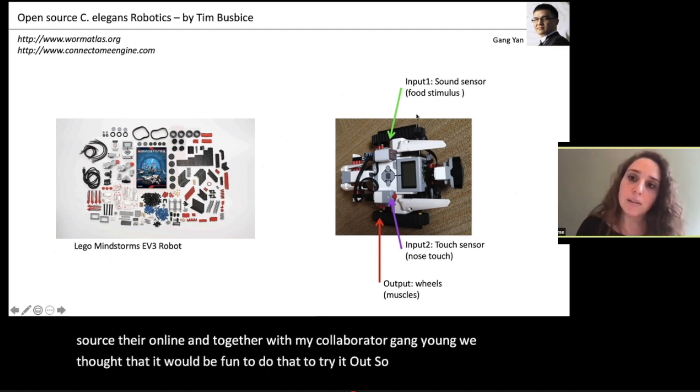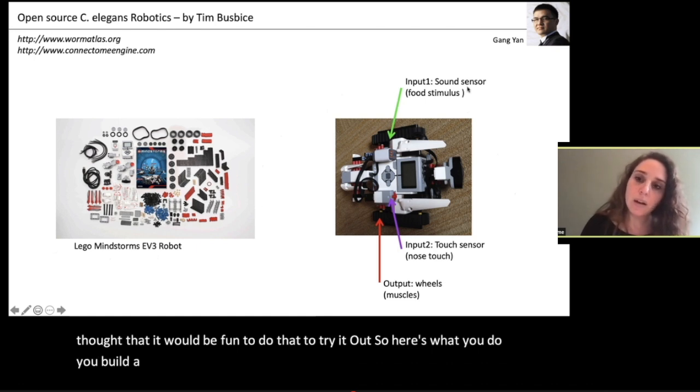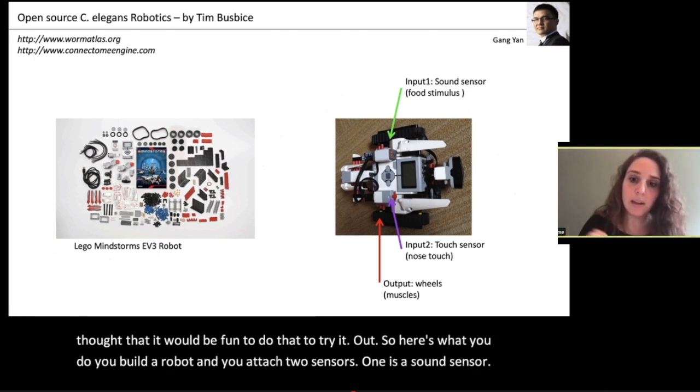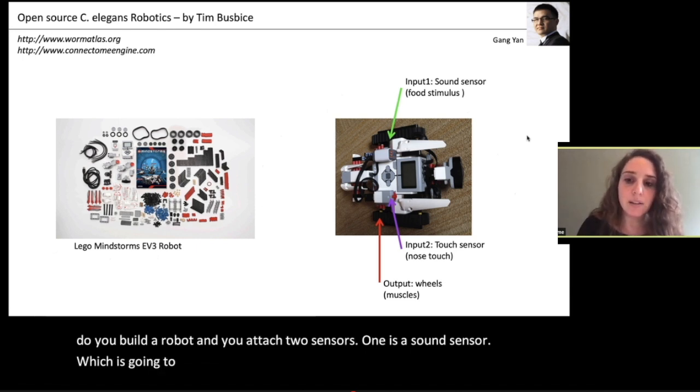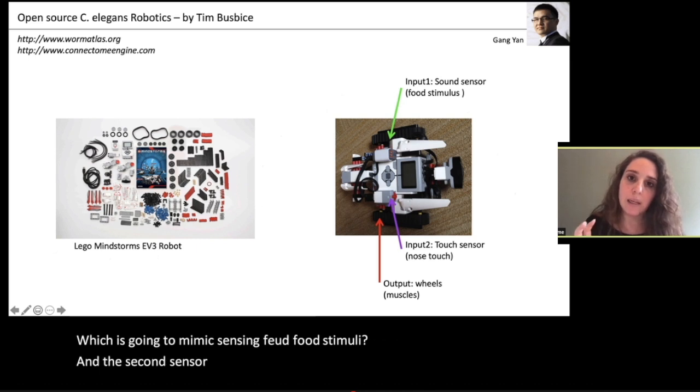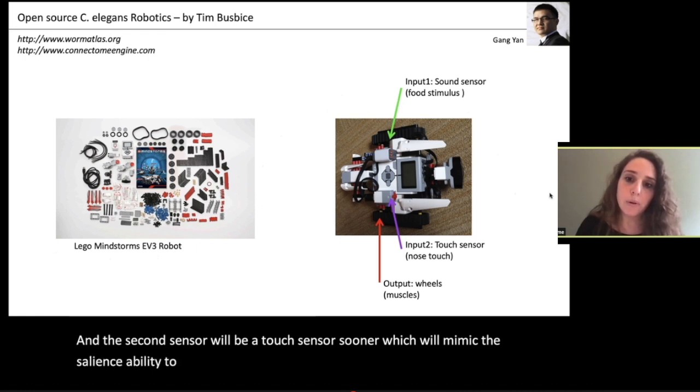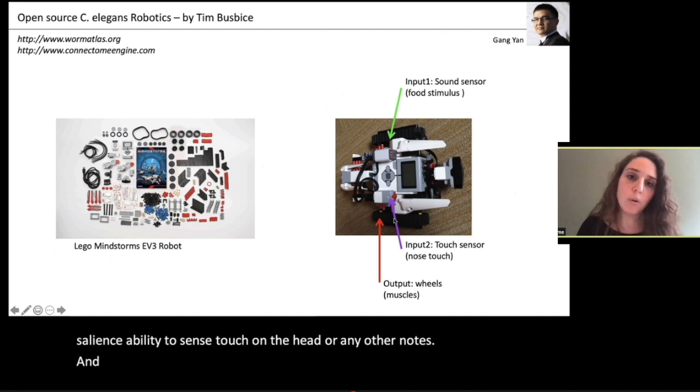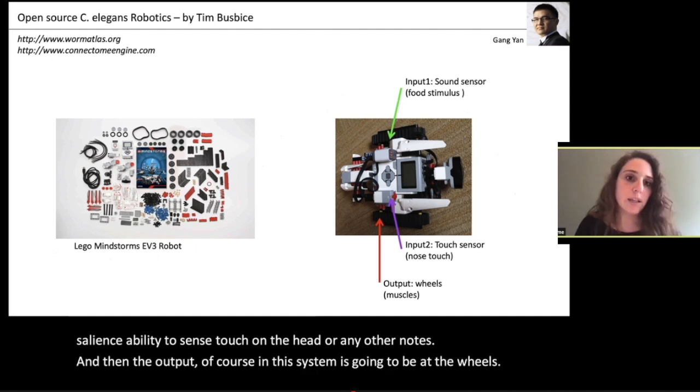One is a sound sensor, which is going to mimic sensing food stimuli. And the second sensor will be a touch sensor or a sonar, which will mimic the C. elegans' ability to sense touch on the head or near the nose. And then the output, of course, in this system is going to be the wheels, or rather the motors that are driving the wheels.